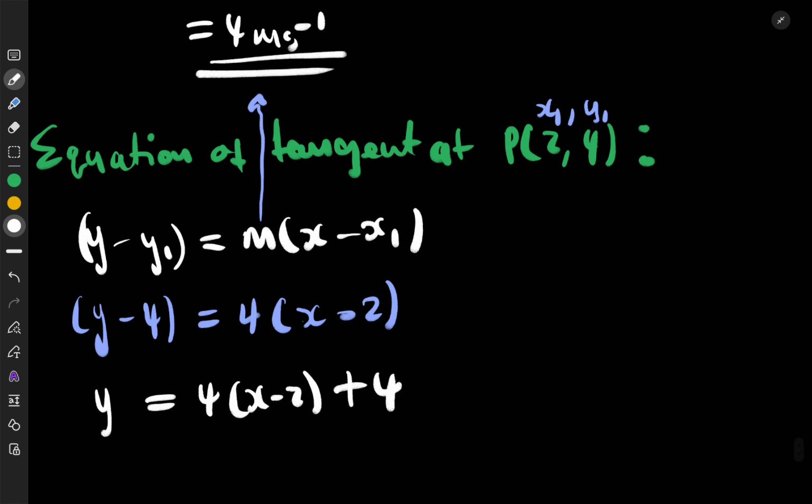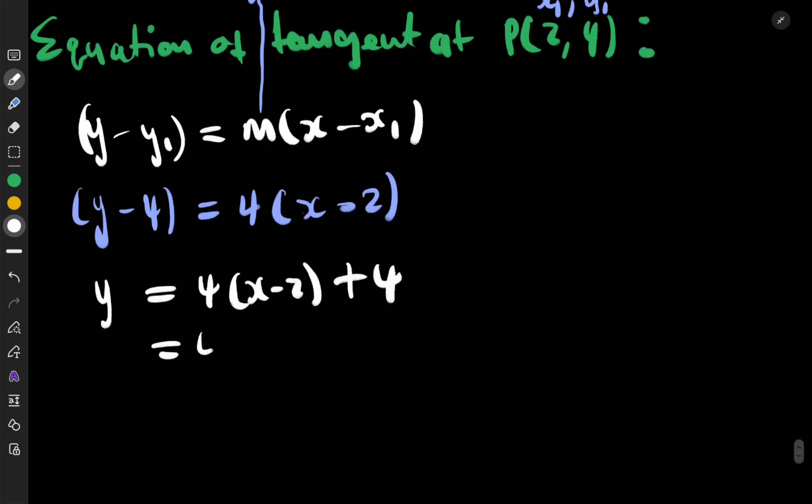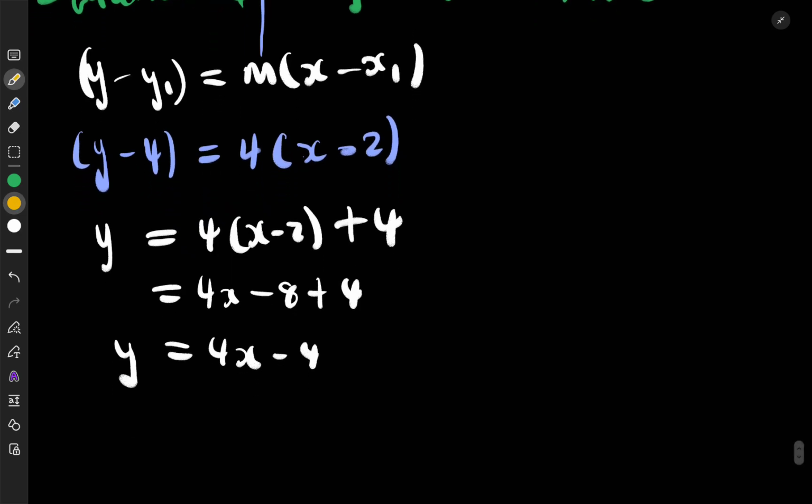The minus 4 goes to the other side. So it becomes 4 times x is 4x, 4 times negative 2 is negative 8, plus 4, which gives us 4x minus 4. Y is equal to 4x minus 4. And you are done. If you want to factor out the 4, you can, but this is a solution of the equation. This is the equation of the tangent line.